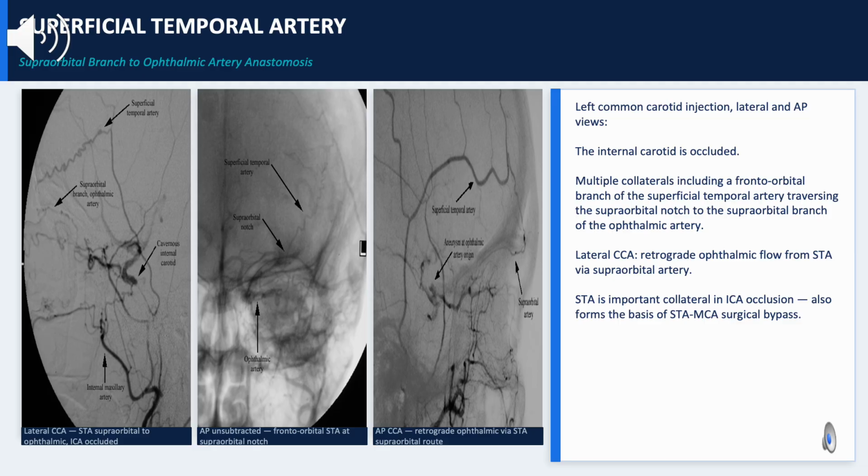Clinically critical, the STA must never be sacrificed in a patient who has undergone STA-MCA bypass surgery, as shown in the encephalodurosynangiosis case later in this section. Even in patients without a formal bypass, the STA may be providing critical collateral ophthalmic flow and must be preserved.